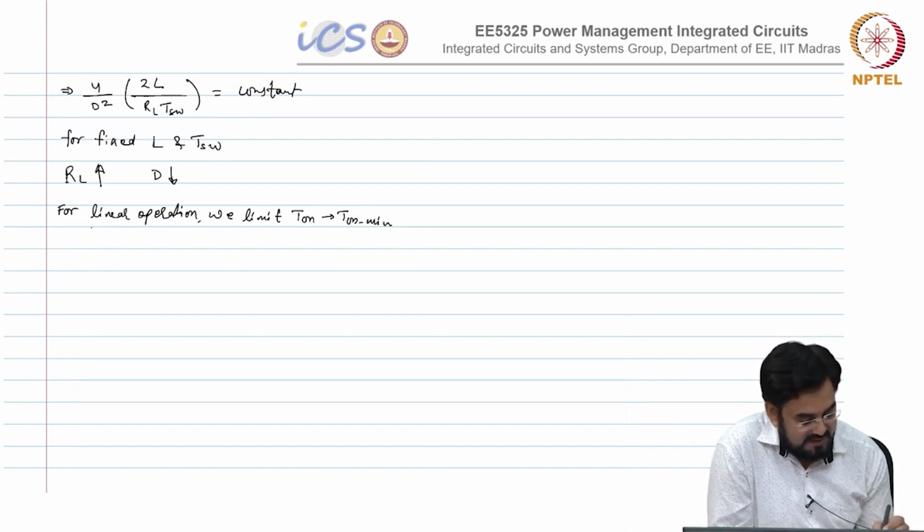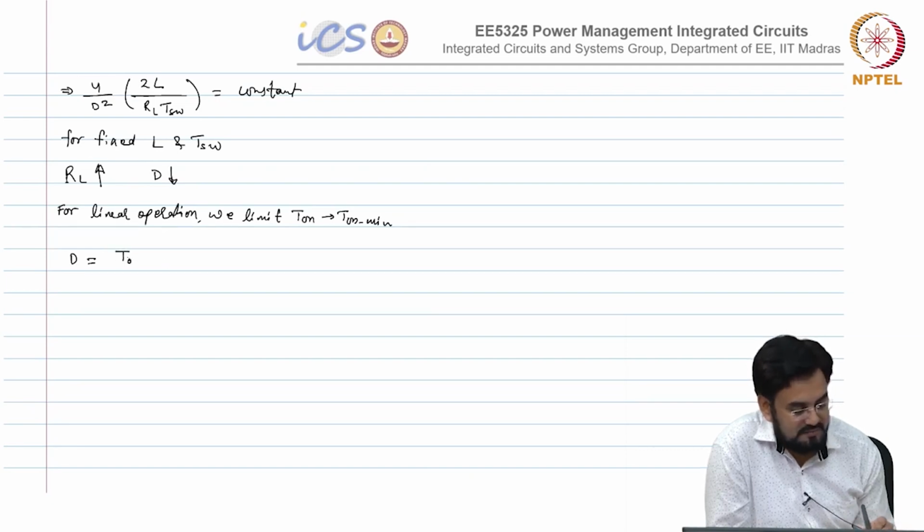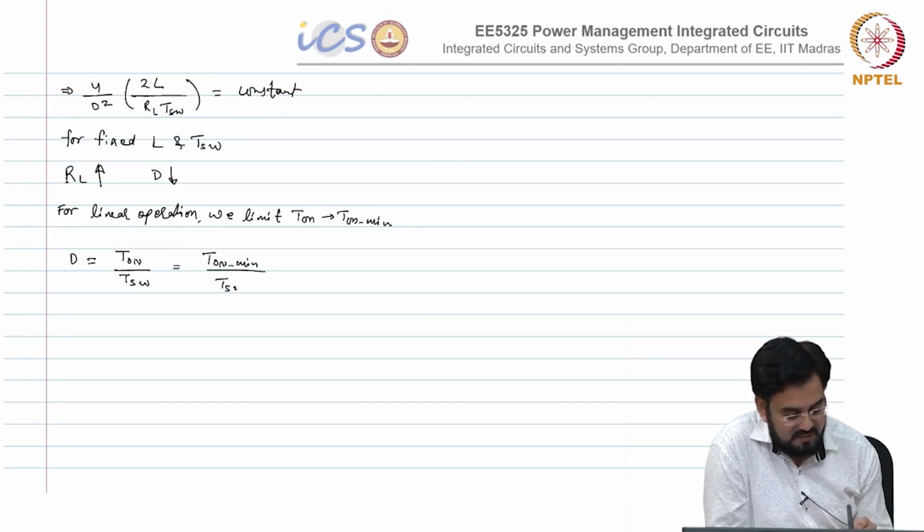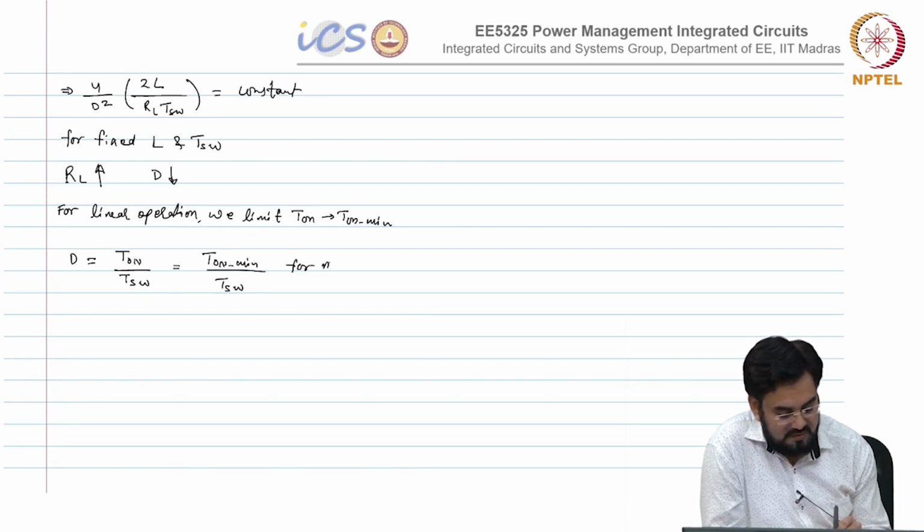So, what would happen in that case? Let us see. So, now your T on, so D equal to what? What is D? T on over TSW, and for minimum it will become T on min over TSW for high load.